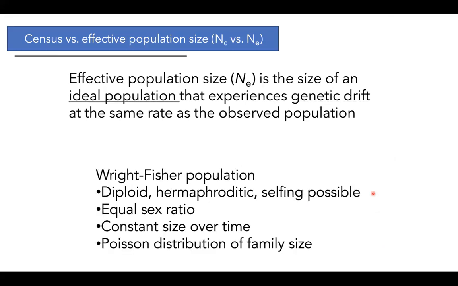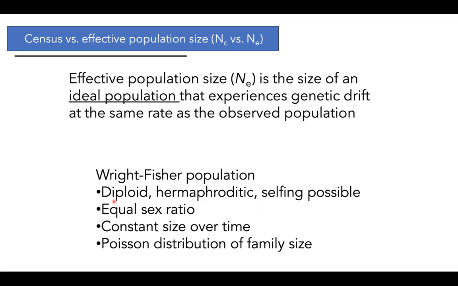Okay, so the next part of this definition that needs to be addressed is this concept of an ideal population. And so when we're talking about effective population size, we're looking at a theoretical population, which is a Wright-Fisher population. The characteristics of this are that the population is diploid, so each individual carries 2 copies of each chromosome. It's hermaphroditic and selfing. And so what that means is that everybody in the population has an equal chance of mating with anybody else, including themselves.